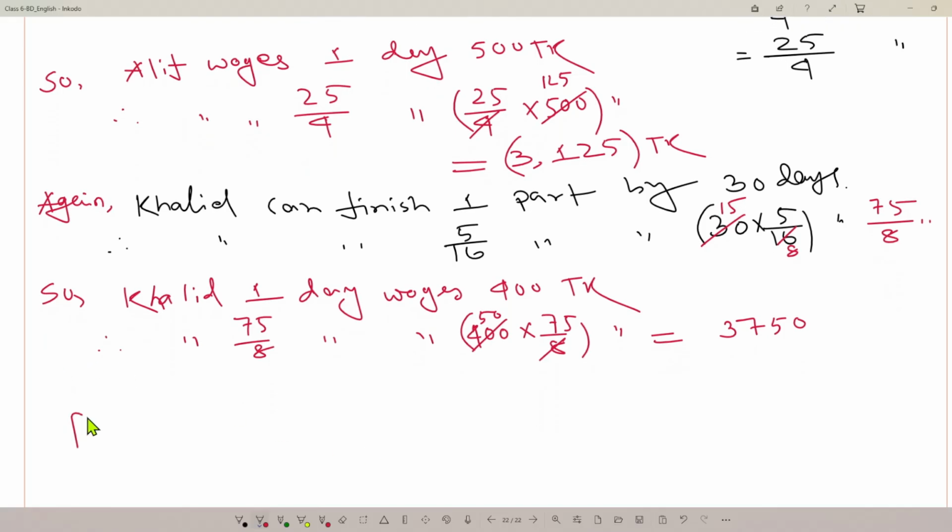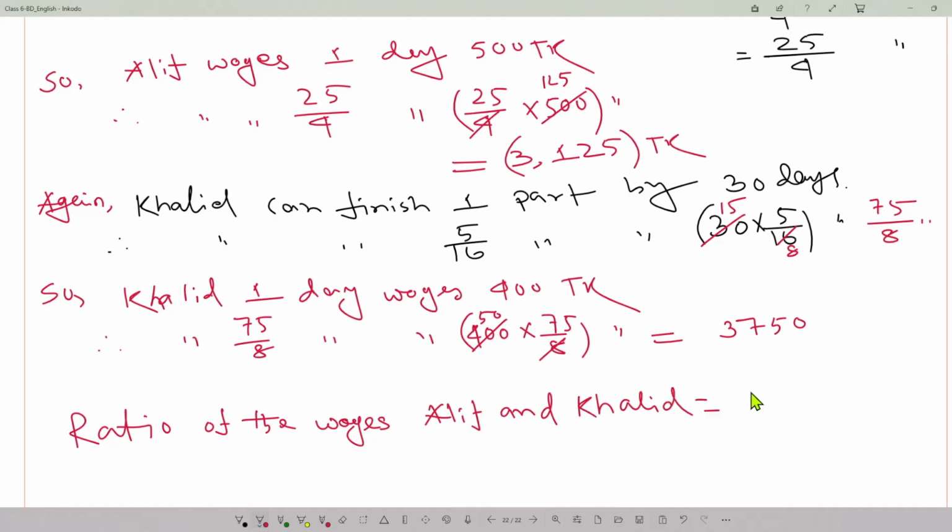Okay, now we have to find out the ratio of the wages of Alif and Khalid. So Alif has 3125 is to 3750. So finally we get 5 is to 6, and this is our answer.